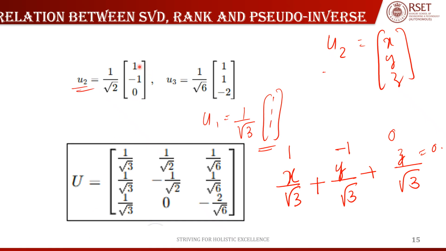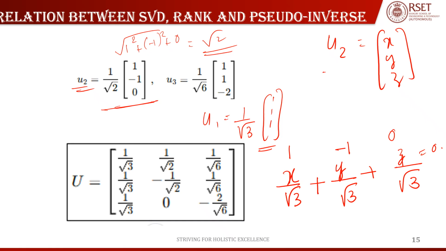But the thing you need to know now is that our vectors should be orthonormal. We should normalize them. So what we do, we divide them by the square root of 1 square plus minus 1 the whole square plus 0, which is equal to square root of 2. Just divide u2 by square root of 2, and this is our required vector. And we also need another vector u3, which is orthogonal to both of them.